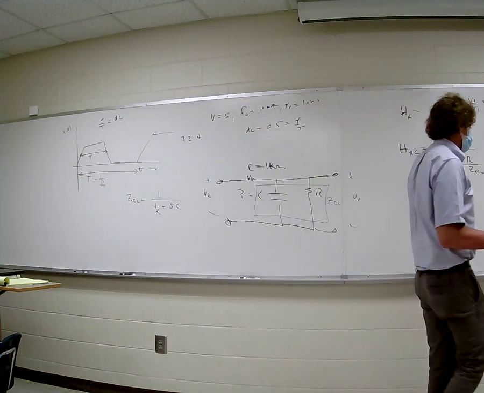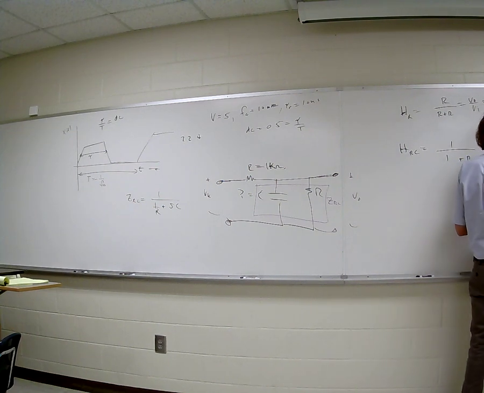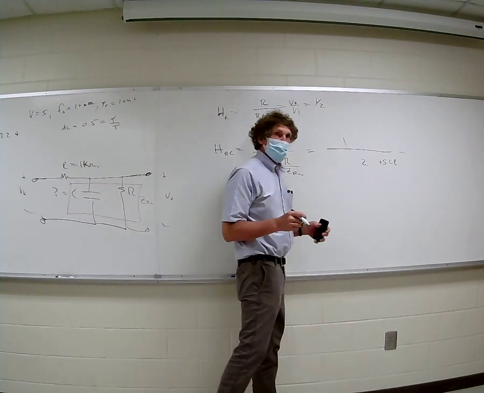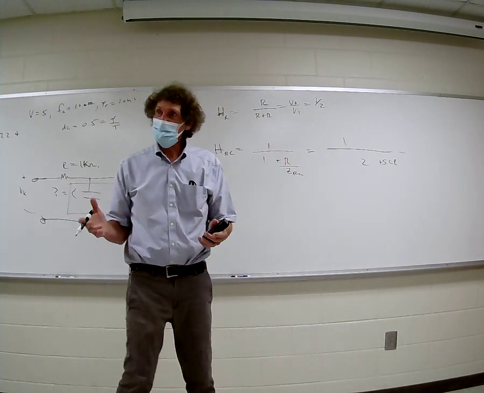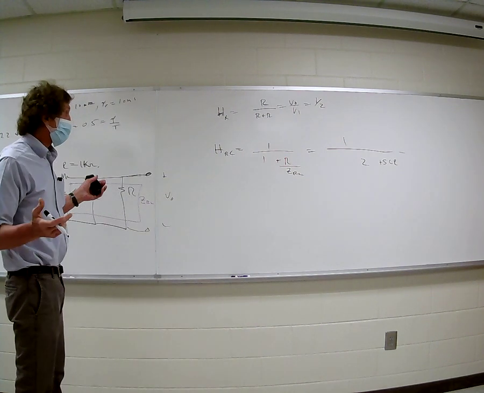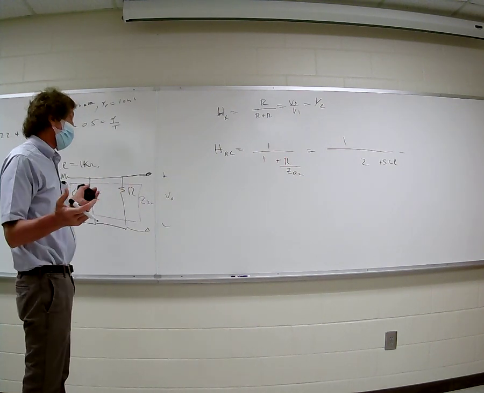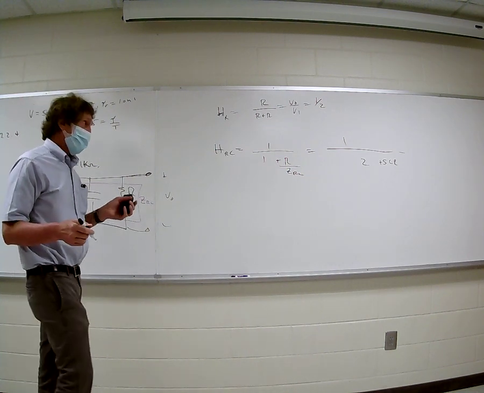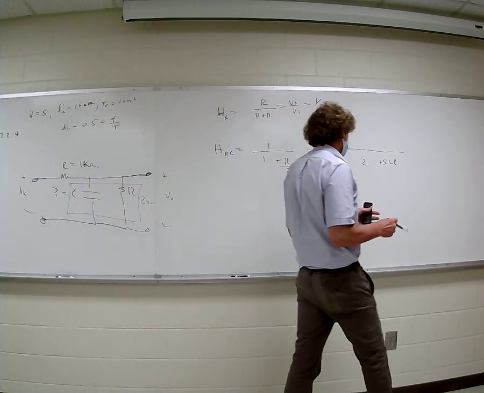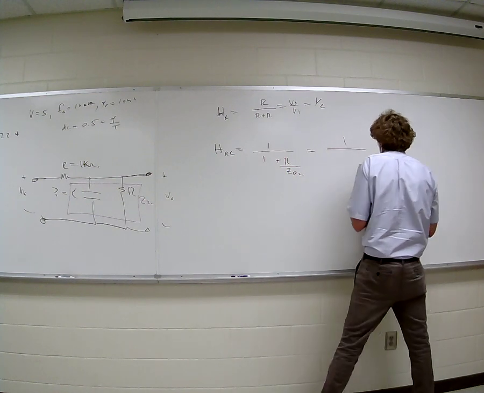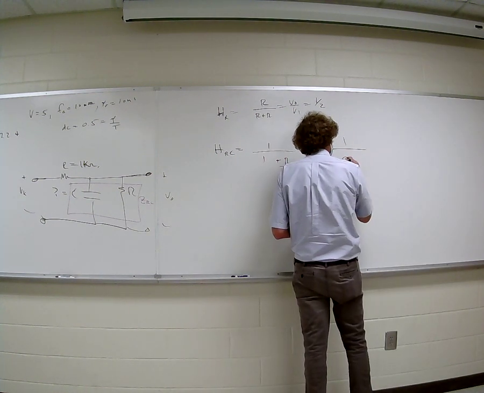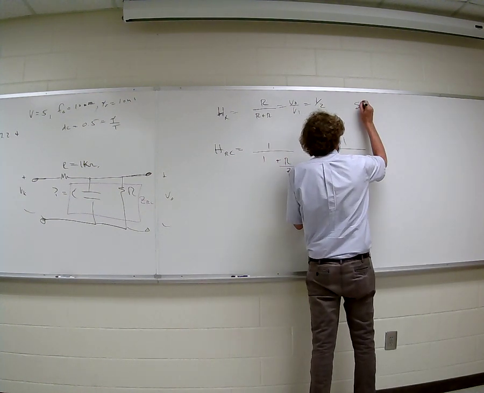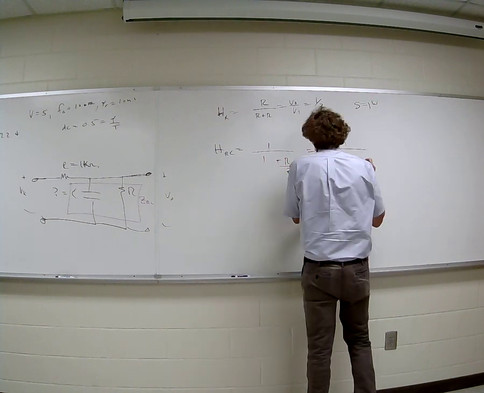All right, so now I'm going to just put this as 2, right? Now the next thing I'm going to do is figure out what the magnitude of this is, because really I'm going to get a magnitude of a ratio, and you're going to see this in a second. Well, what's the magnitude of this? 1 over 2 plus SRC. Here we take S and we make it J omega, don't we?